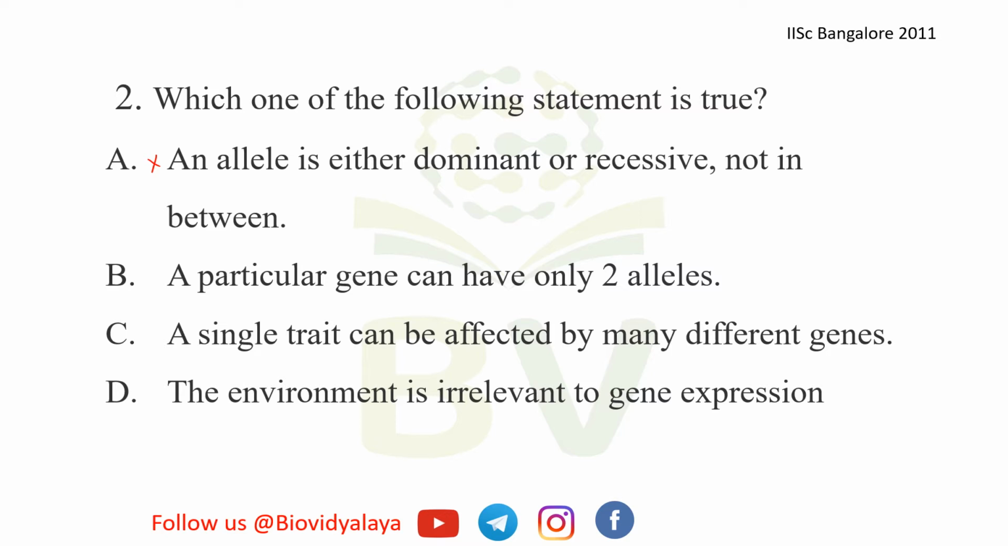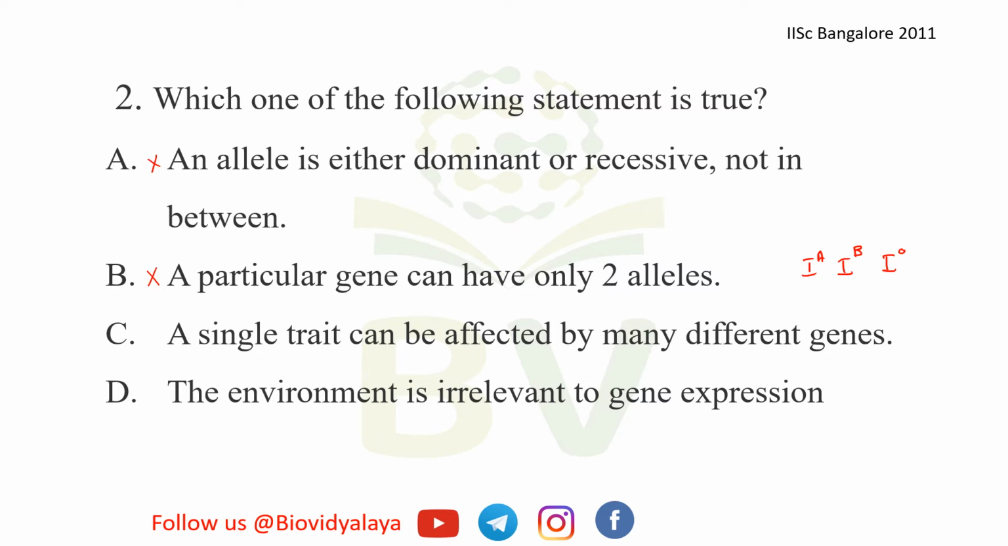Next statement B. A particular gene can have only two alleles. This is also not true because we studied about multiple alleles. For example, in the case of ABO blood group, there are three alleles present: IA, IB and IO. So this statement B is also not correct.